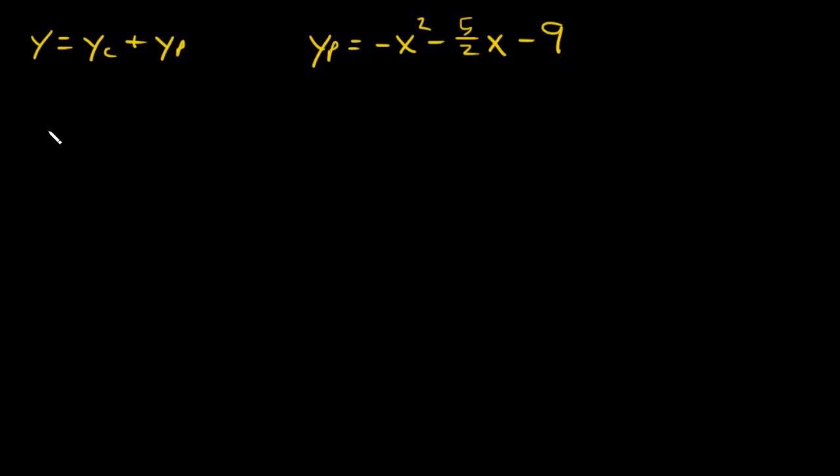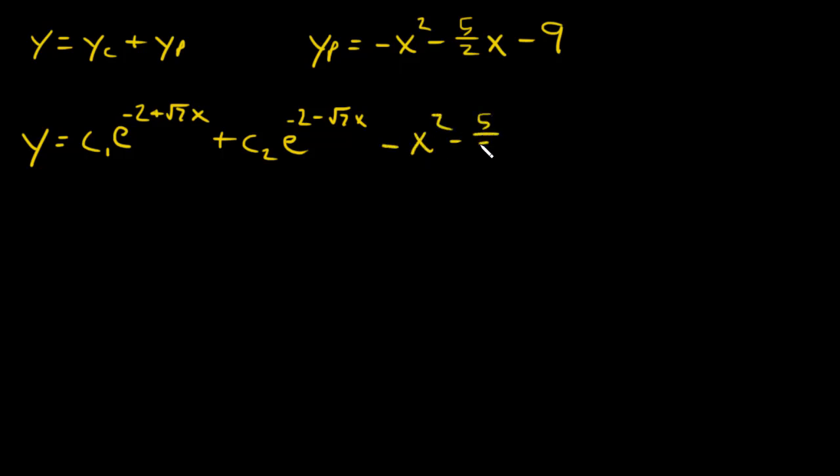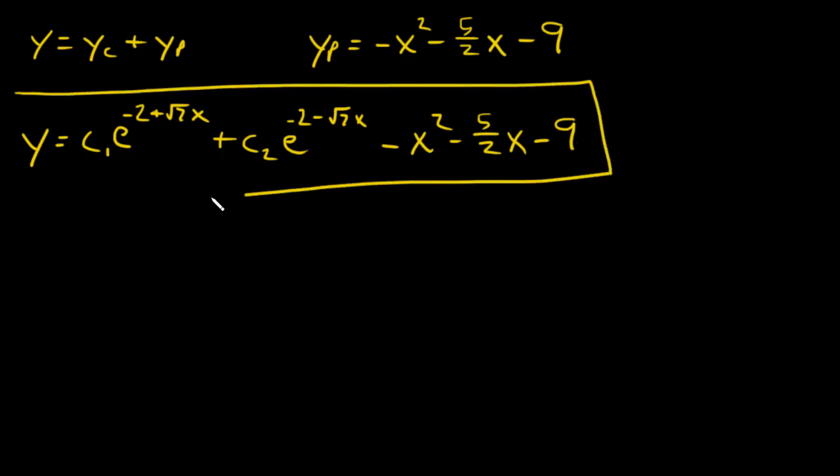So my final solution is y equals c1 times e to the negative 2 plus root 7 x plus c2 e to the negative 2 minus root 7 x. And now the y sub p, minus x squared minus 5/2 x minus 9. And that is the solution to the non-homogeneous DE with constant coefficients. Ta-da! I hope that was as satisfying to you as that was to me.